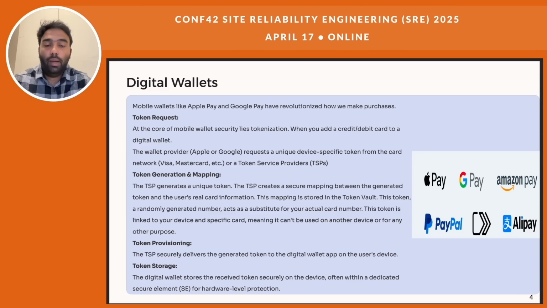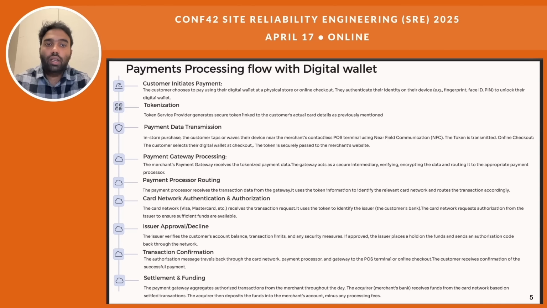This mapping is stored in the token vault. This token, a randomly generated number, acts as a substitute for your actual card number and is safely stored at hardware level. The token is linked to your device and specific card, and it cannot be accessed and cannot be used on other devices. Let's take a look at the end-to-end flow of an actual payment when we're making a payment with a digital wallet.